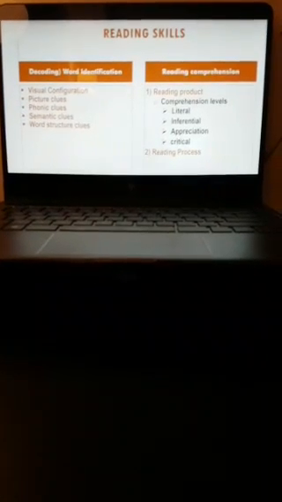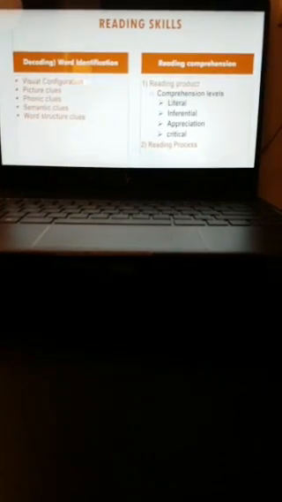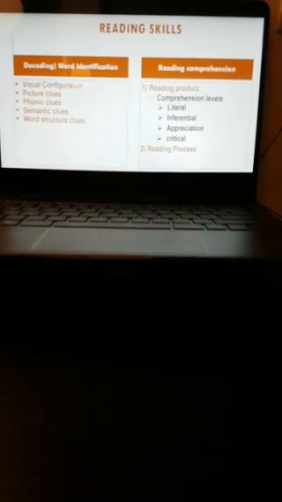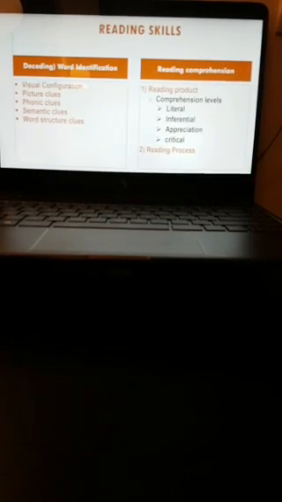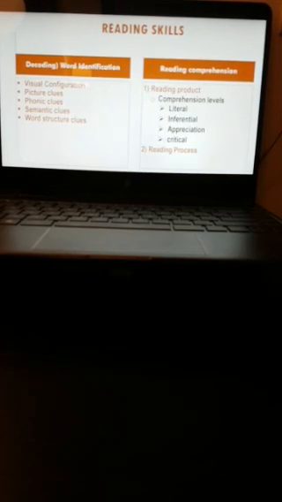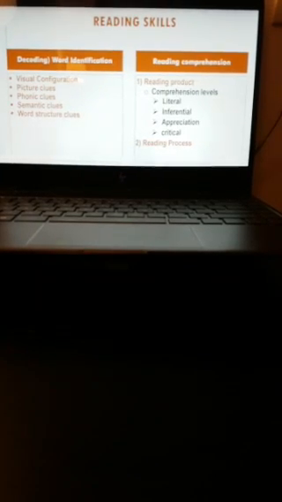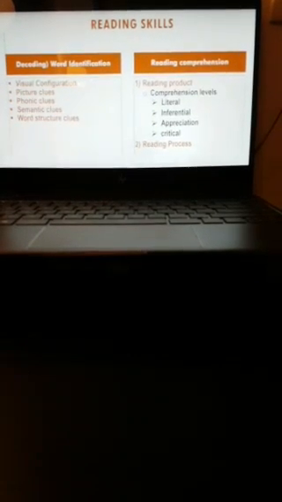And here we have two major skills. We have reading product and reading process. Now when we start reading a text, we begin with the first paragraph, first word, second word, third word, first line, second line, third line, and then second paragraph, first word, second word, third word, first line, second line, third line, last line, and so on. At the end, we understand. We comprehend something.